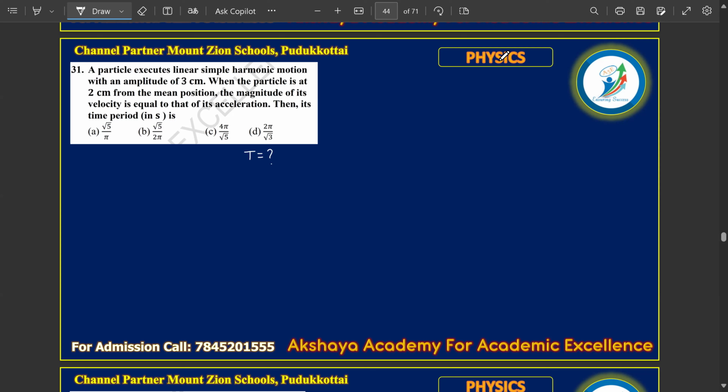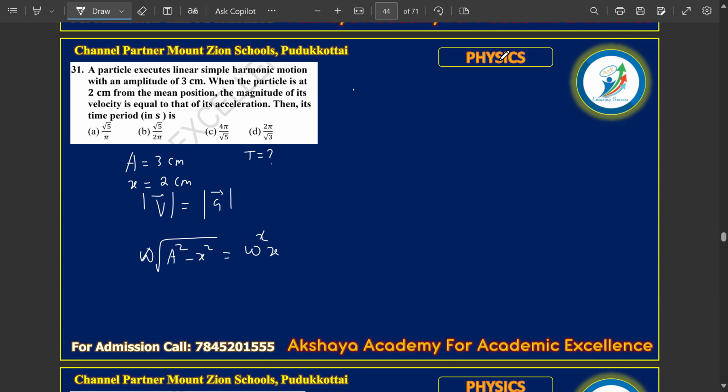A particle executes a simple harmonic motion, and amplitude is given to be 3 centimeter. The displacement from mean position is given to be 2 centimeter. Also the condition is that the magnitude of velocity will be equal to the magnitude of acceleration. I know the formula for velocity in linear simple harmonic motion, that is omega into square root of a square minus x square, which is equal to the magnitude of acceleration, omega square into x. So omega gets cancelled.